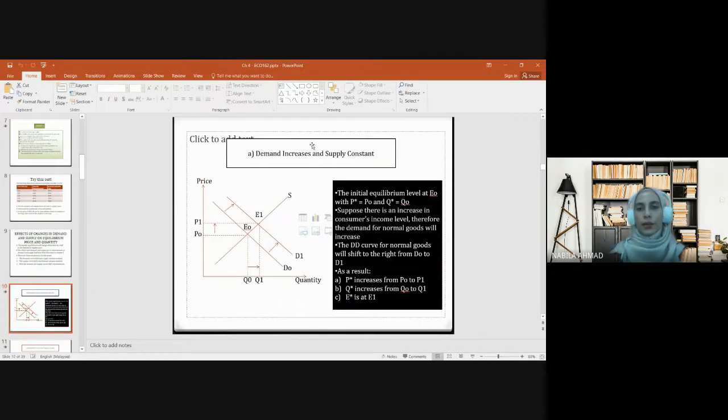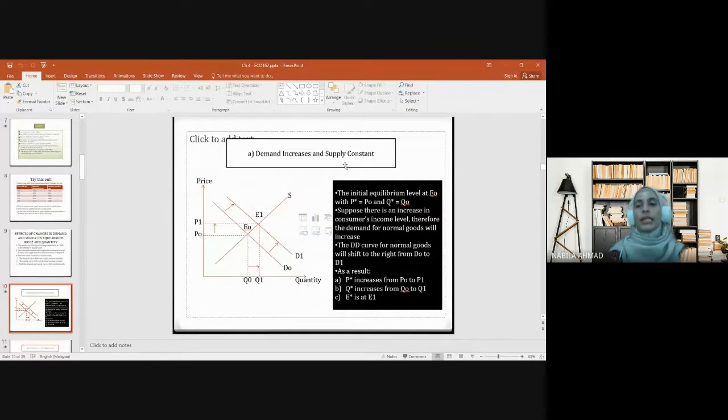So this is a situation when demand increases and supply constant. Kita tengok dulu kepada situasi. Dia kata, suppose there is increase in consumer's income level. So bila income increases, dia tanya what happened to the demand for normal good. Kita tahu income ni adalah determinants of demand, jadi dia akan affect demand curve. So when income increases, the demand for normal good will increase and the demand curve will shift to the right.